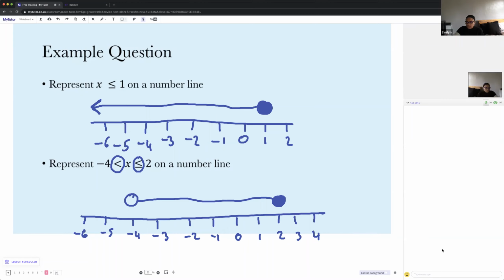Someone asked, do you need to include x in the number line? No, x just represents a bunch of numbers. So x represents this 0. If I come here, x represents 0. It also represents this -1 and -2. That's why we're using a letter and not a number, because it's just saying for all these different numbers that we could have, we're just going to call it x, and x is just between -4 and 2. So hopefully that makes a bit more sense.